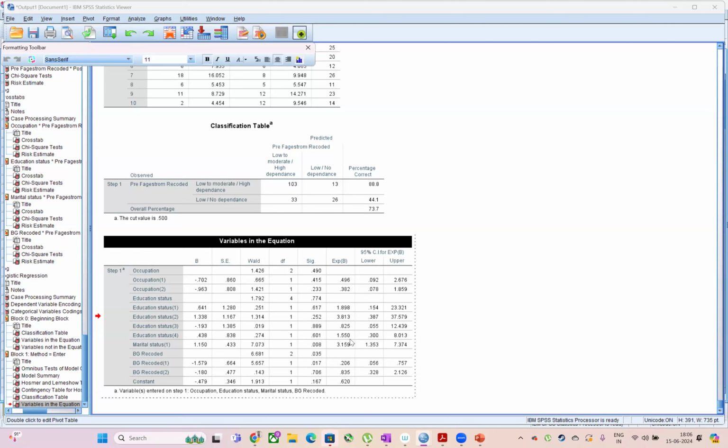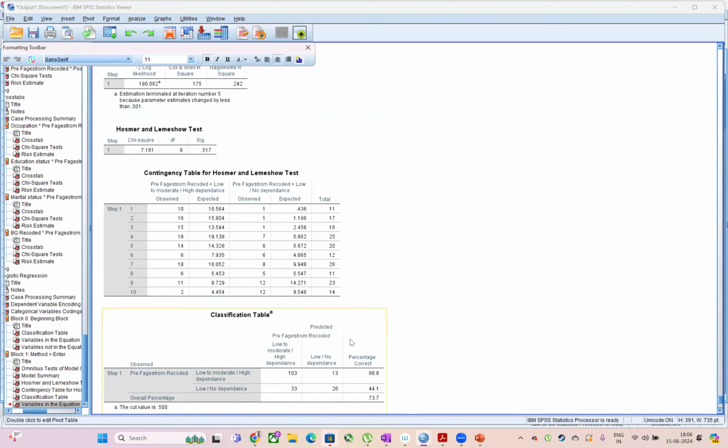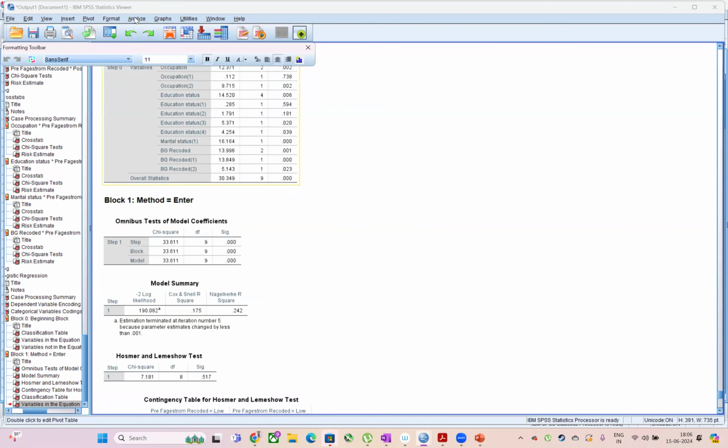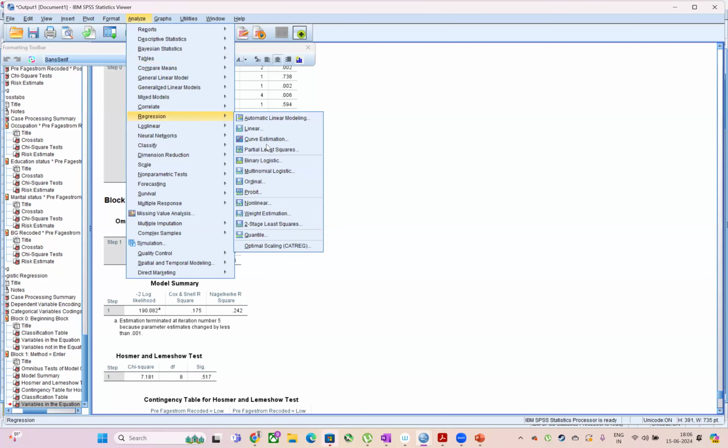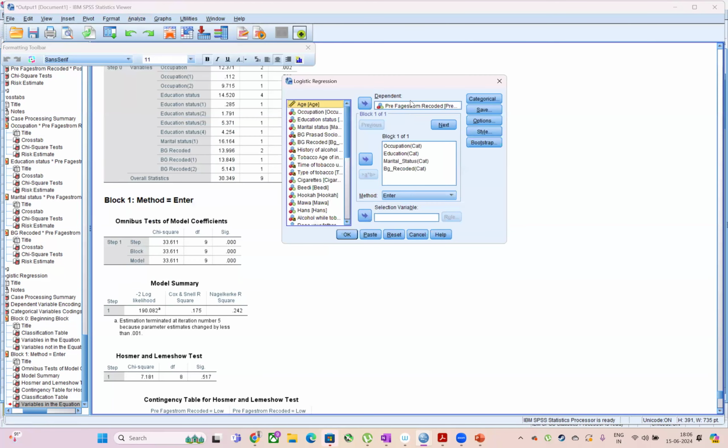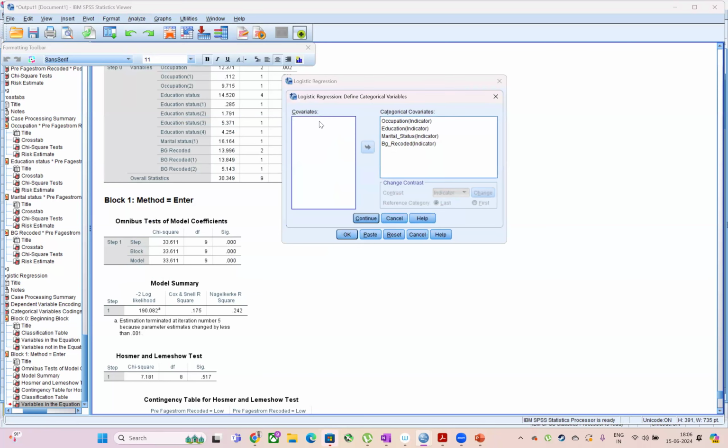Okay, so I will repeat again from the beginning. You go to Analyze, you go to Regression, you go to Binary Logistic Regression. You put the dependent variable over here. You put the independent variables over here. And you go to Categorical and say that all these four are categorical variables. And for each variable, define the reference category.